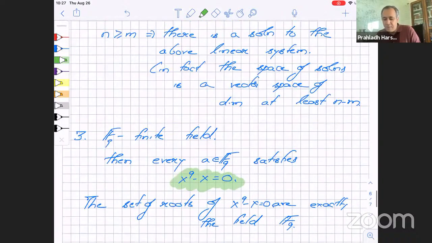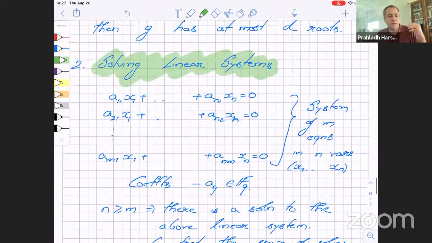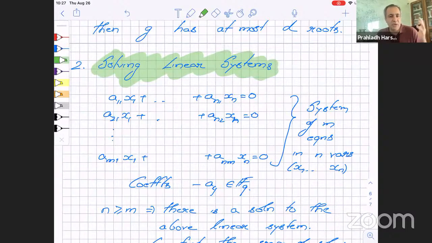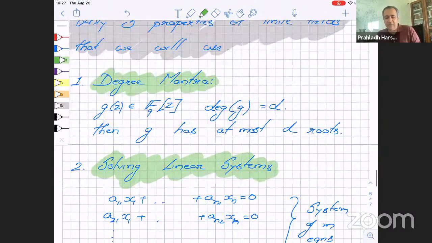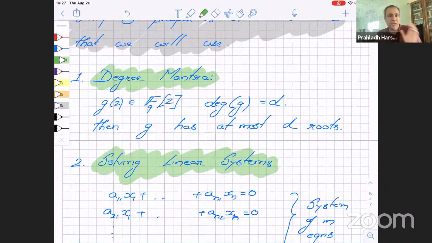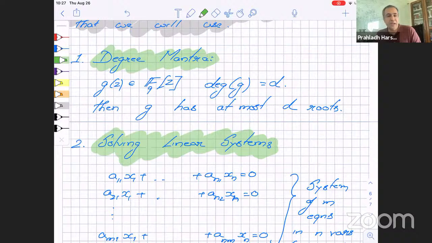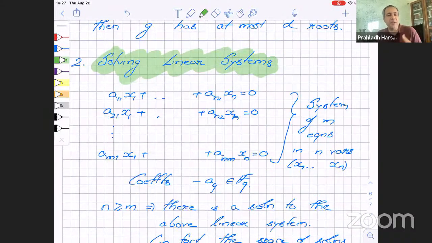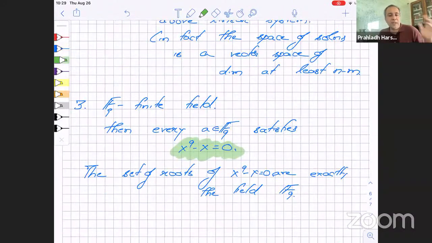The only property of finite fields we will be using is that you can do addition, multiplication, subtraction, division efficiently. And they have these three properties. The degree mantra, that is any degree d polynomial has at most d roots. Linear system: if the number of constraints is less than the number of variables, then there always exists a solution, and furthermore the space of solutions is of dimension n minus m. And x power q minus x is a polynomial equation whose roots are exactly all the elements of the finite field Fq, nothing more.